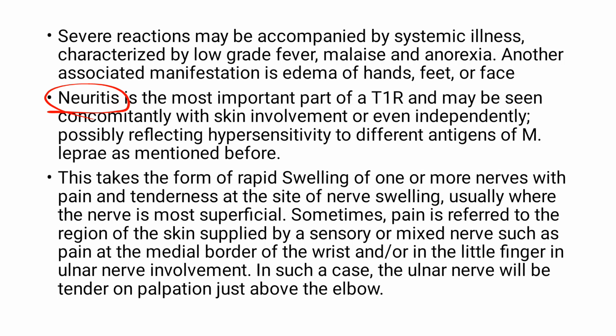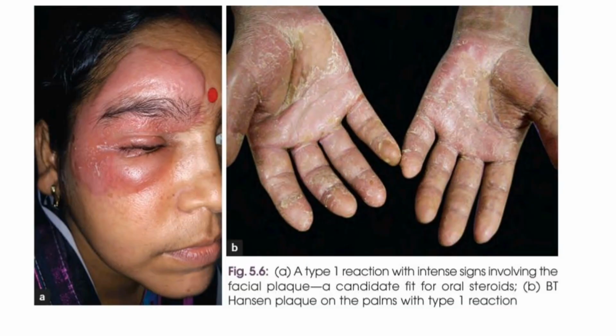This takes the form of rapid swelling of one or more nerves with pain and tenderness at the site of nerve swelling, usually where the nerve is most superficial. Sometimes pain is referred to the region of the skin supplied by a sensory or mixed nerve, such as pain at the medial border of the wrist or in the little finger if the ulnar nerve is involved. In such cases, the ulnar nerve will be tender on palpation just above the elbow.